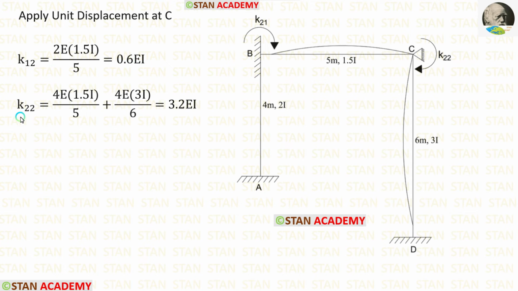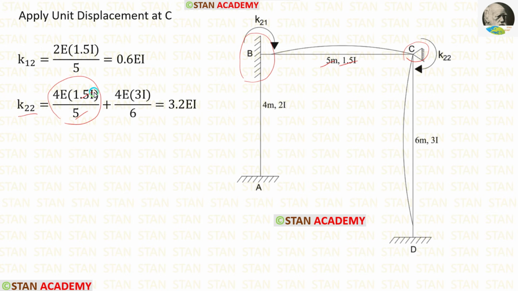Now let us find K22. For that, from the joint C, we have to look at the other ends. First, let us look at the end B. At the end B, there is a fixed support. So the formula is 4EI upon L. Length of CB is 5. The moment of inertia for CB is 1.5I.